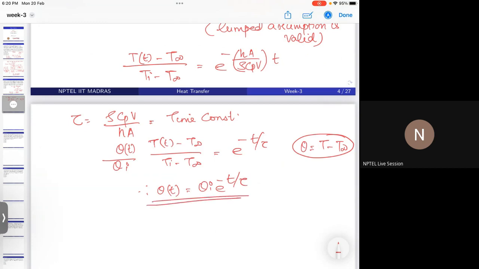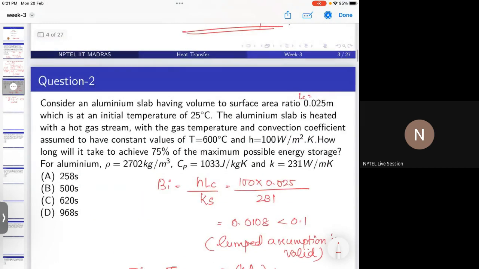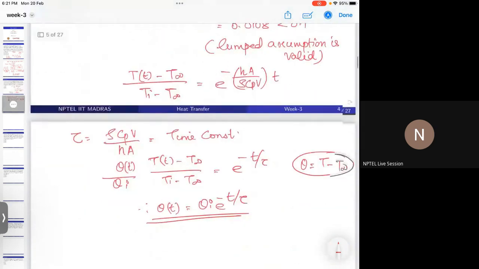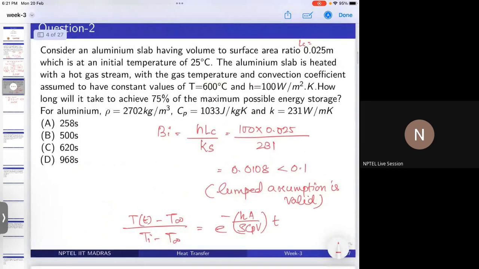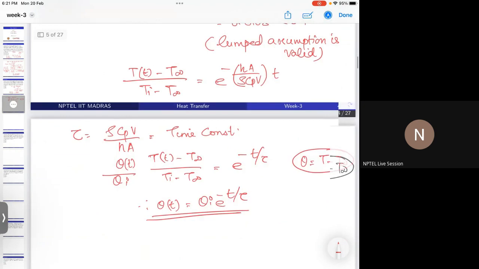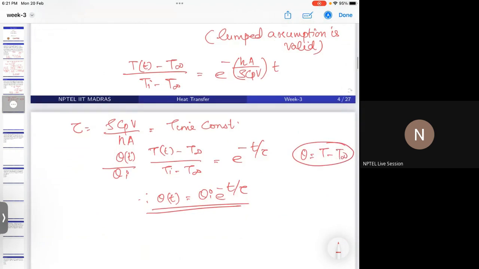Okay. So now we have to find out the heat transfer to this slab. Then only we can find out the maximum possible energy storage, meaning how much heat it can store. Before the maximum possible heat transfer, we need to find out the expression for the amount of heat that is transferred to the block.